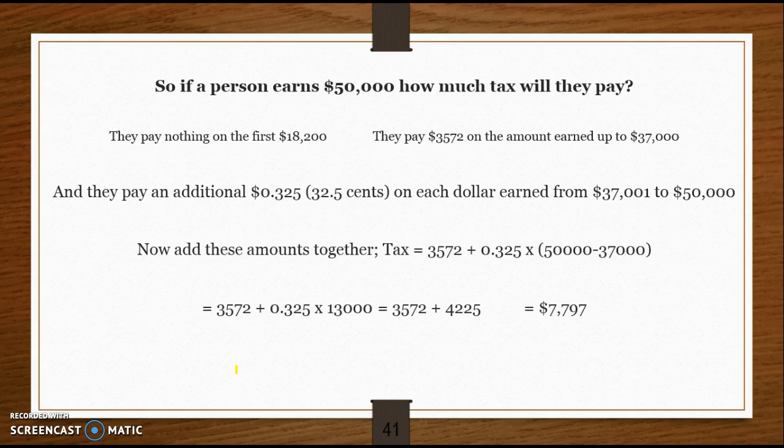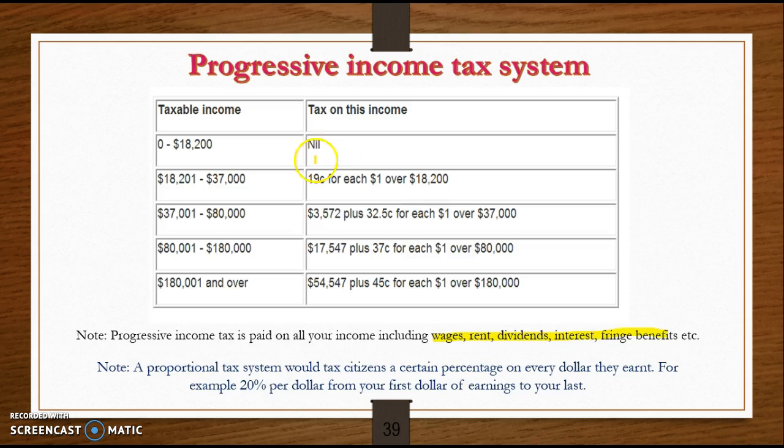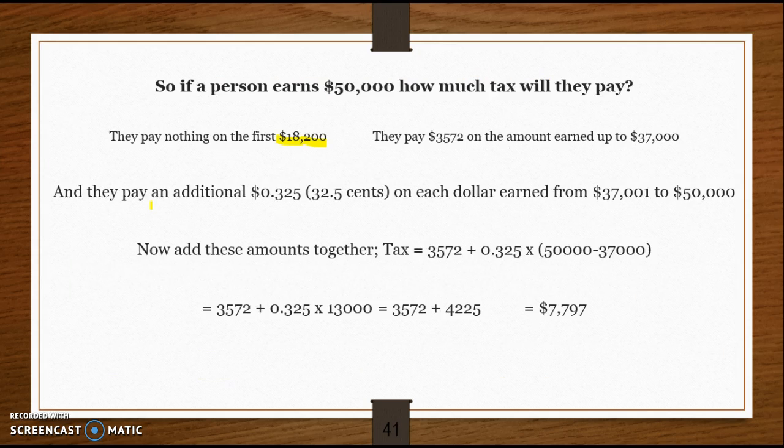So for example, let's say a person earns $50,000. To work out how much tax they would pay, first of all, you don't pay any tax on the first $18,200. But then, looking at these brackets, what this $3,572 means is that for the first $37,000, you will pay $3,572. Then you've got to work out how much tax you will pay on the rest of your money, so the extra $13,000 you've earned above that tax bracket.